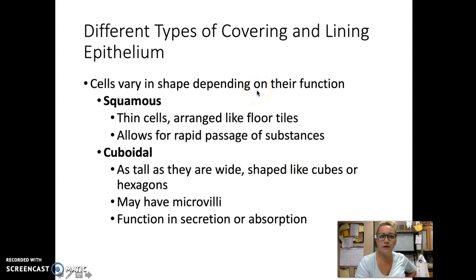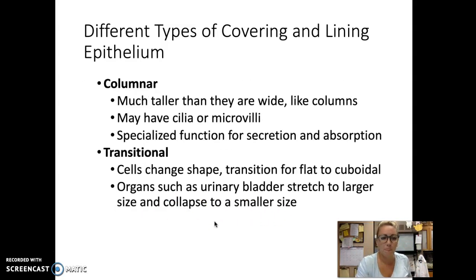And then for the different shapes. So for squamous, they're very thin, arranged like floor tiles. They have kind of a scaly appearance, allows for rapid passage of substances. Cuboidal, they are cube-shaped, right? Oidal just means representing or resembling. May have microvilli on them, little tiny hairs. Generally for secretion or absorption. Columnar, they look like tall columns. You saw the pictures of them. May have cilia or microvilli, those little finger-like parts. Generally for secretion and absorption.